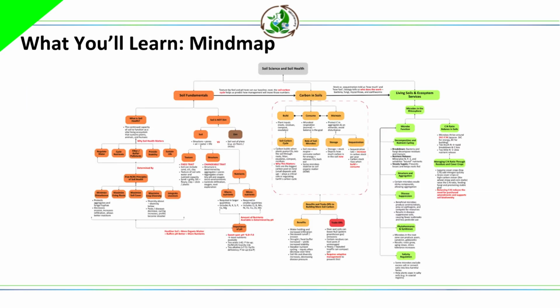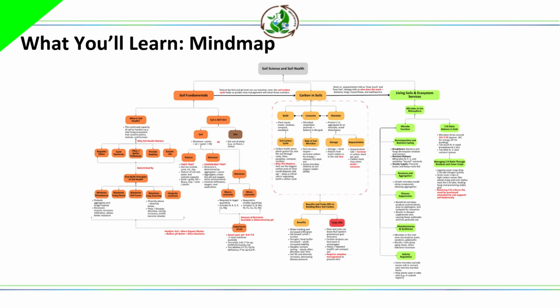Look at this mind map on the board. It's a big picture roadmap. We'll use it as a guide. On the left, we have soil basics, that is, what soil is, a living system, texture, and organisms. In the middle, soil carbon, that is, build, maintain, consume, and the bank account analogy. On the right, living soil and ecosystem services, the benefits healthy soil provides, from filtering water to disease suppression. We'll go through it from left to right.